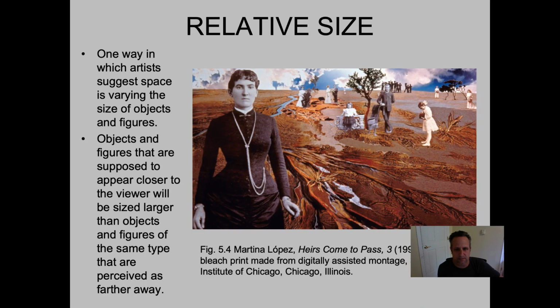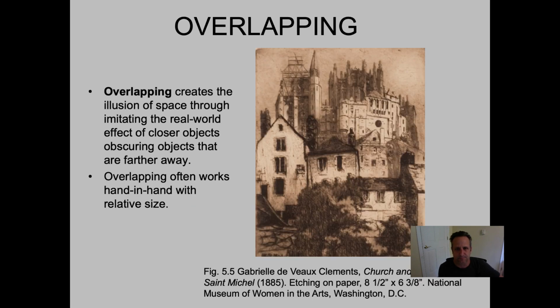Martina Lopez is an artist that does use Photoshop to create these montages with photographs. And if you place human figures in front of one another and push them off into space and make them smaller and smaller, it looks like there is an illusion of deep space, right?